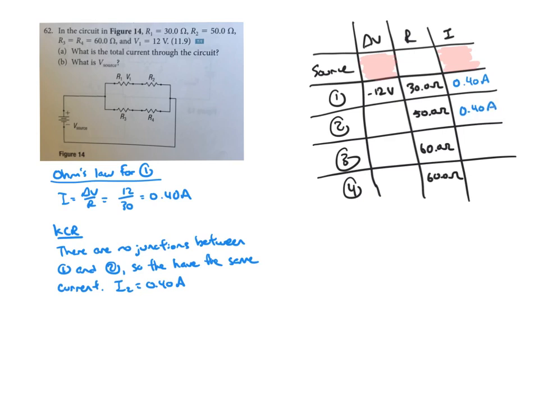Okay, so now that I've filled that in, I can complete row 2 and find the voltage of row 2 with Ohm's law. So Ohm's law for voltage is resistance times current. So for row 2, I got 50 ohms times 0.4 amps. That would be 20 volts, which I will write as negative 20 volts.